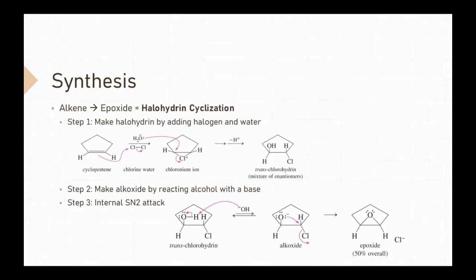And then if you react with a base, it will deprotonate this H, making an epoxide. Remember, for an epoxide or any ether, you need a good leaving group and an alkoxide. Here we have a good leaving group and the alkoxide, and when these two react, you have the intramolecular reaction making that epoxide. So it's an internal SN2 attack.